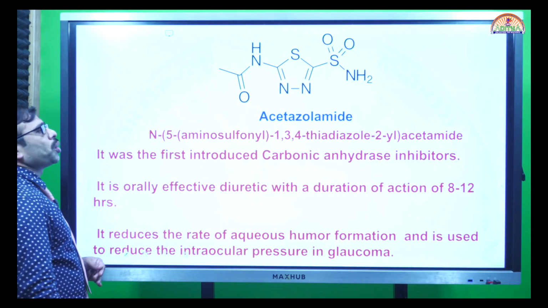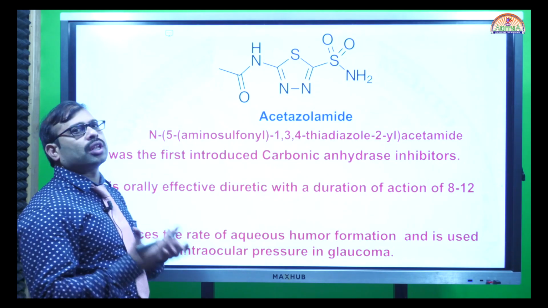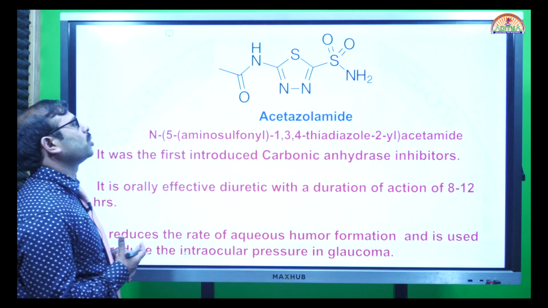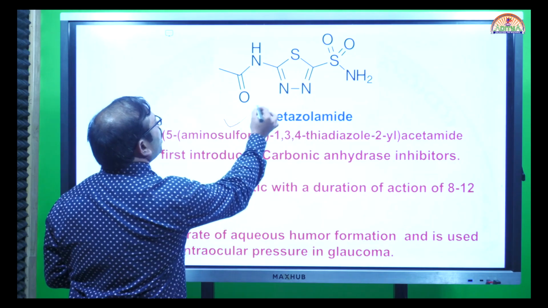Okay, so that's how acetazolamide, methazolamide and dichlorphenamide show their diuretic activity. Now we'll go one by one. The first molecule has been given as a carbonic anhydrase inhibitor. This is about acetazolamide.